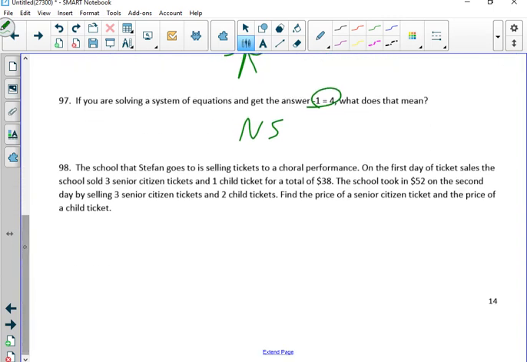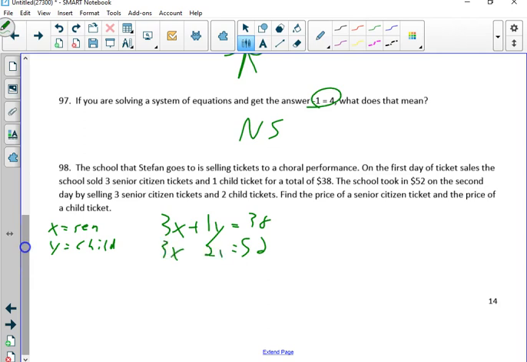Okay. First day of ticket sales. School sold 3 seniors and 1 child. So let's say X is senior and Y is child. So the first day, there were 3 seniors and 1 child for a total of $38. On the second day, there were $52 brought in. Again, 3 seniors, but this time 2 child tickets.